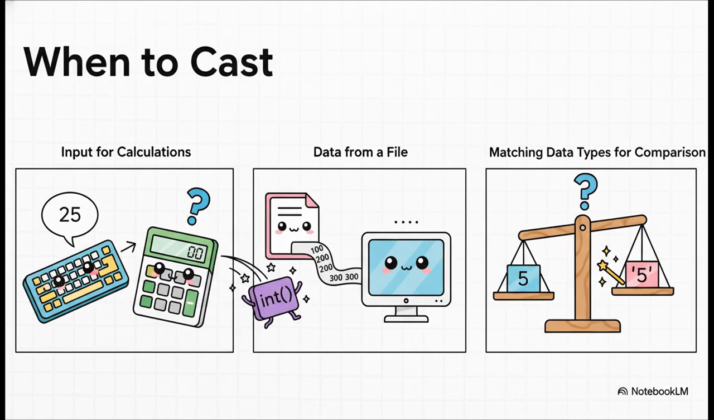So let's just do a final recap. When do you need to use casting? Well, first, anytime you get input from a user that you need to use in a calculation. Second, whenever you read numbers from a file that you need to process. And third, a slightly more advanced one. If you ever need to compare two things, they have to be the same data type. You can't really compare the number 5 to the text 5 without casting one of them first.